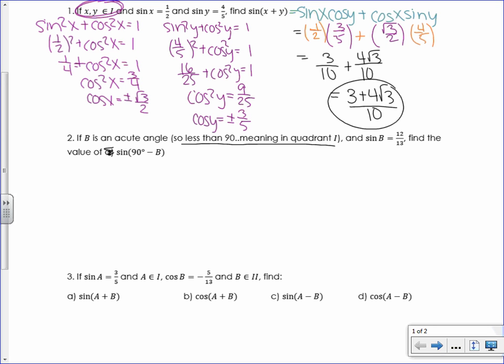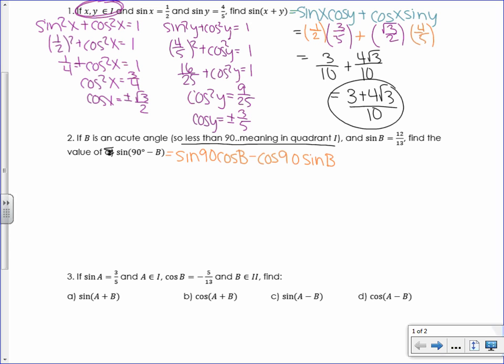All right, don't get thrown by the 90. This is just the difference formula for sine. So, I know that this is going to be sine, cosine, cosine, sine. All right, sine, cosine, cosine, sine. The middle signs change the same.